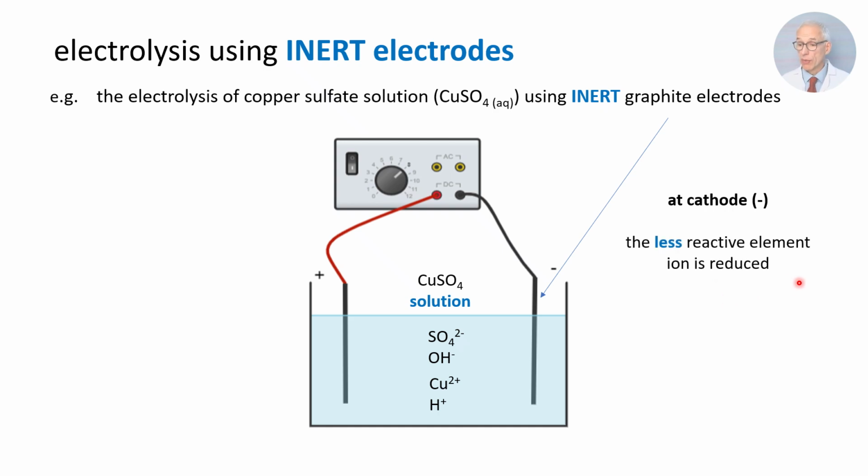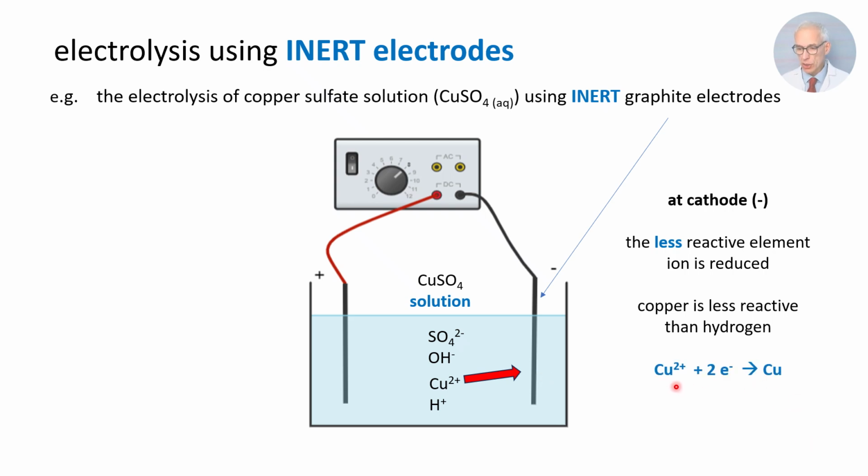Okay, so the less reactive element ion is reduced, so you have to look at copper and hydrogen and decide which is less reactive. Well, copper is less reactive than hydrogen. So copper is produced at the cathode in preference to hydrogen.